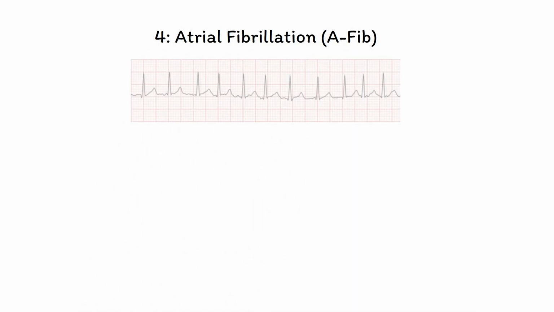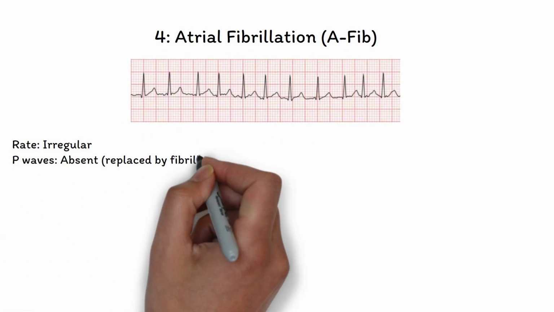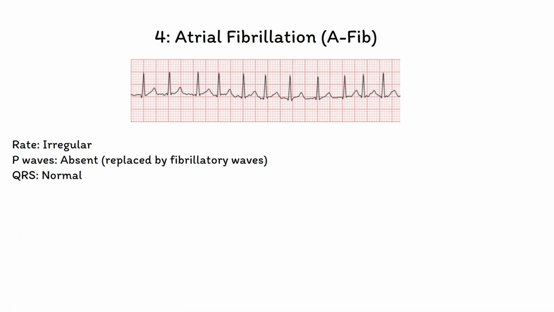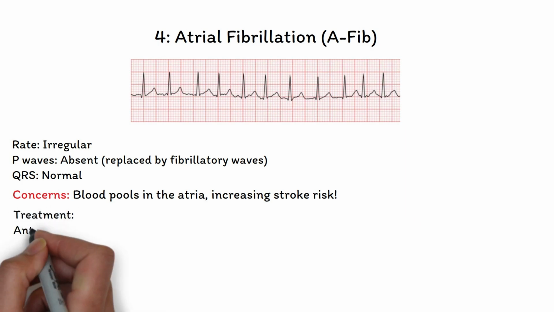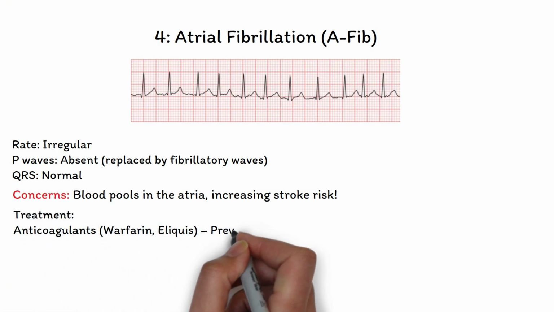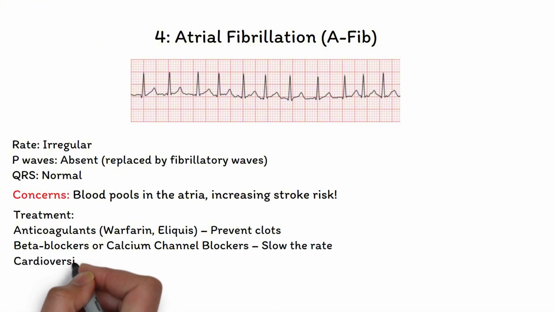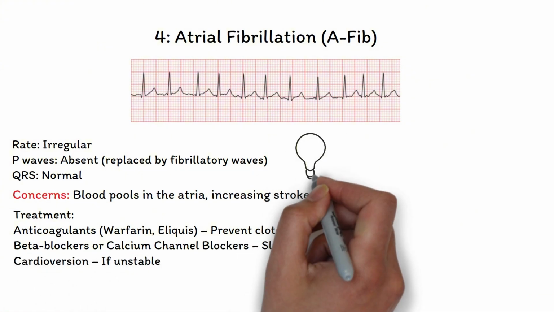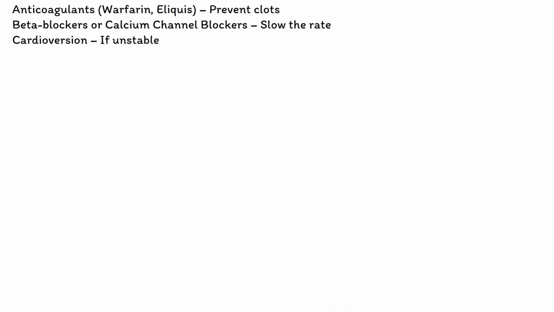4. Atrial fibrillation, AFib: rate irregular, P waves absent, replaced by fibrillatory waves, QRS normal. Concerns: blood pools in the atria, increasing stroke risk. Treatment: anticoagulants like warfarin or Eliquis prevent clots, beta blockers or calcium channel blockers slow the rate, cardioversion if unstable. NCLEX tip: check INR if on warfarin, goal 2 to 3.